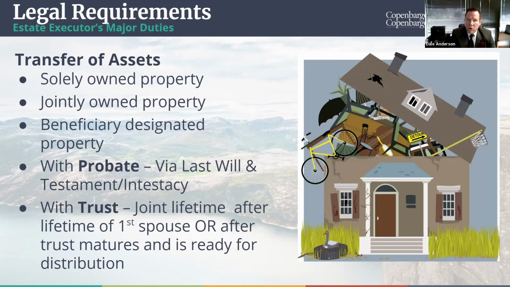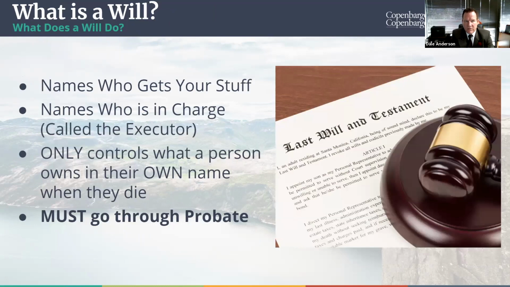So the probate process can be transferred either by will or by laws of intestacy, which is California's will. Or it can be transferred via a trust, either a testamentary trust or a lifetime trust. All right. So what does a will do? The will names who gets all your stuff, who gets your estate. You can name in the will what happens to your assets when you die. Second thing it does, it names who's in charge, and that's what we're talking about, the executor.